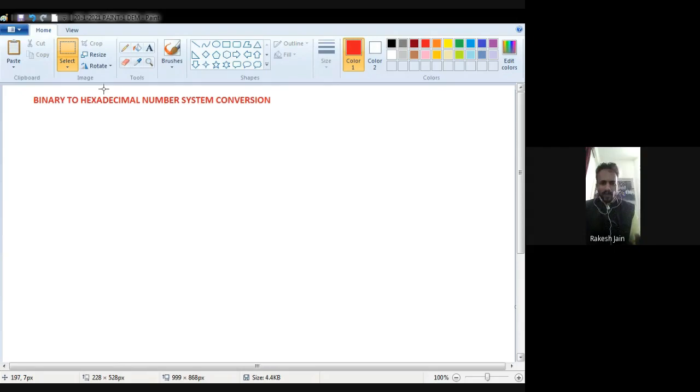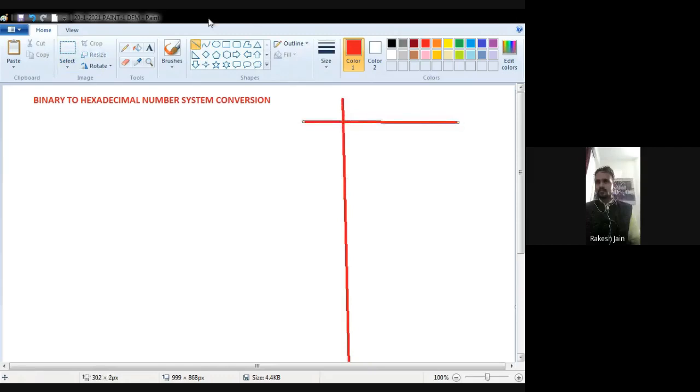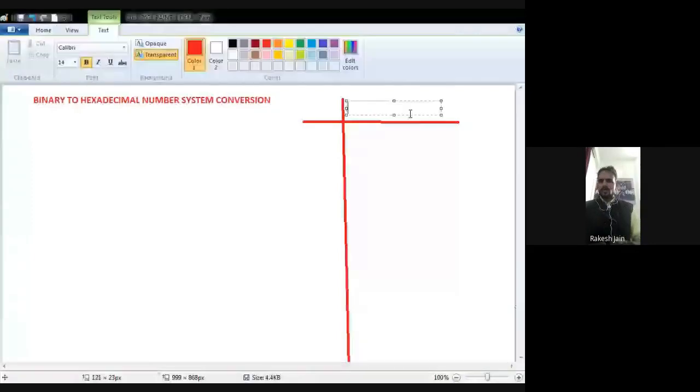So to convert a binary into a hexadecimal or a hexadecimal into a binary, we just remember a table, a format of representing any hexadecimal number in binary. The format is 8421. So I am drawing the table here. The format is the 8421 format, 8, 4, 2, 1, and the numbers are 0 to F.